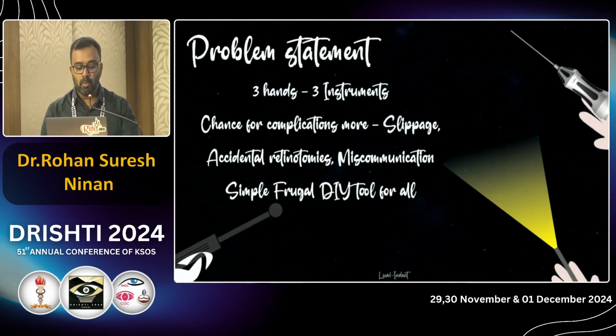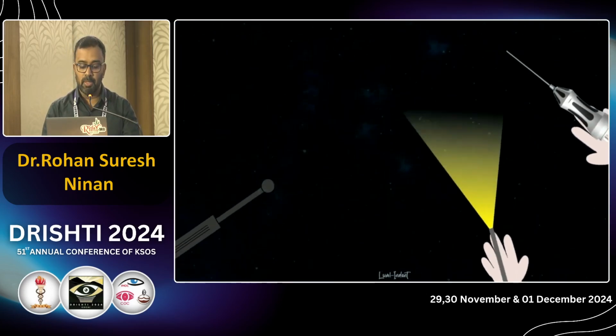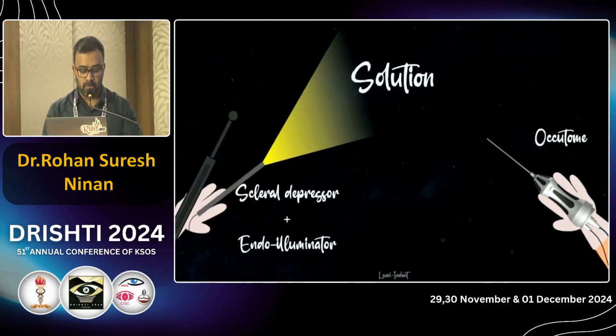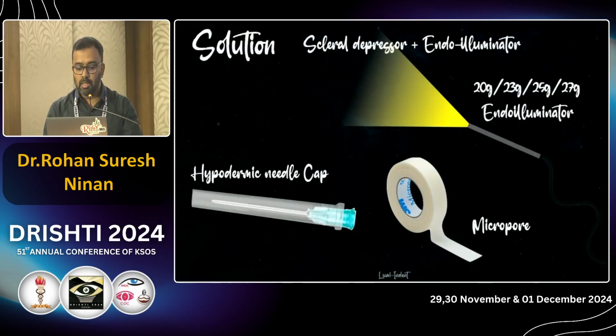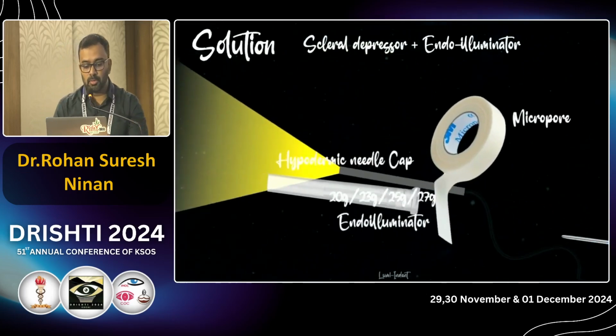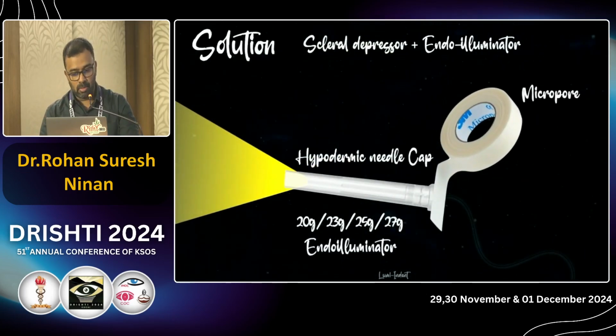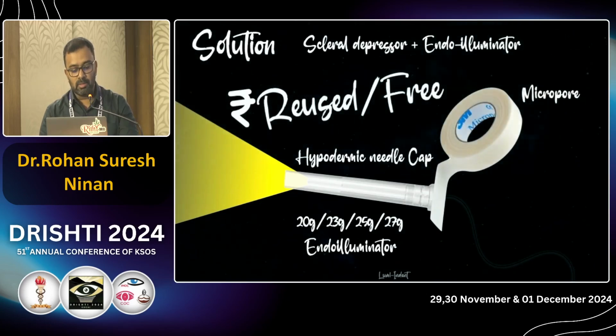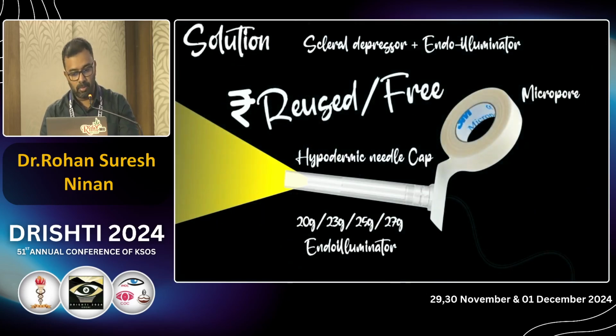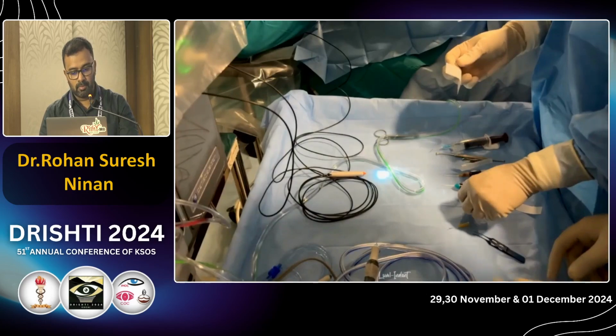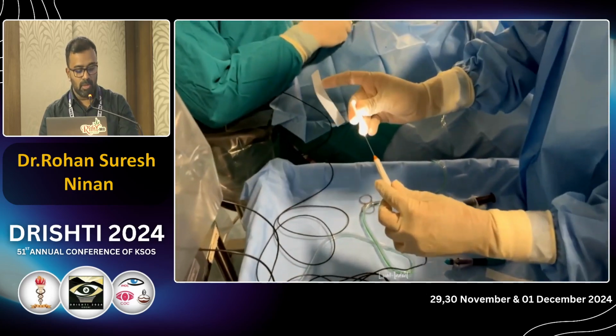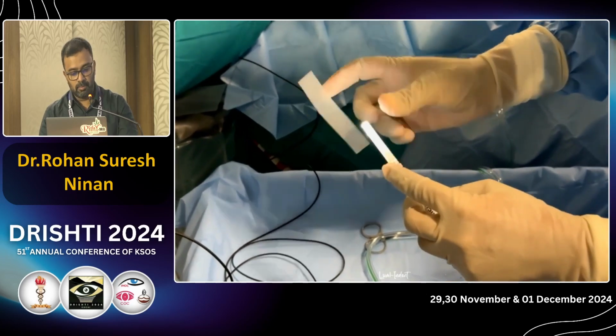So as a solution, we wanted to combine the depressor and the illuminator into one instrument. So the endoilluminator was placed on a hypodermic needle cap and secured with a microscope. And all these materials are easily available in your operating theater. The video demonstrates how it is assembled.